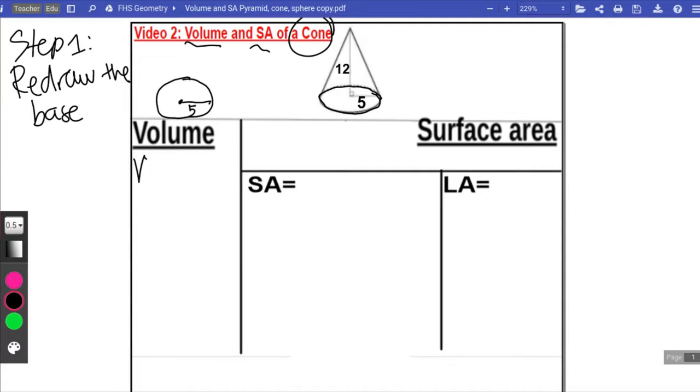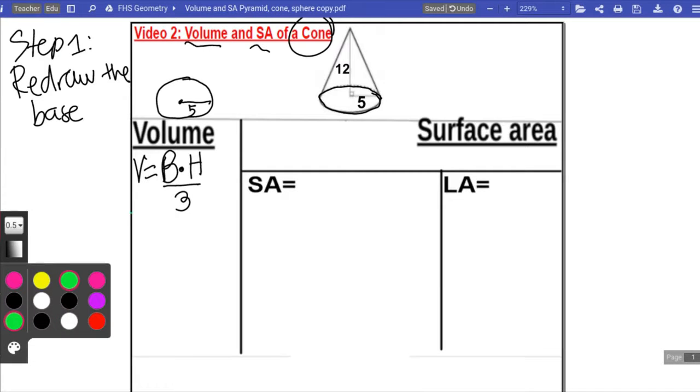All right, volume. The formula for the volume is the same formula as for the pyramid: big B times big H divided by 3. All right, let's get to work. Let's find big B. Big B is area. This time the base is a circle, so it's the area of a circle, which is defined as pi times radius squared. So pi times 5 squared equals, what is that equal to? 78.5.